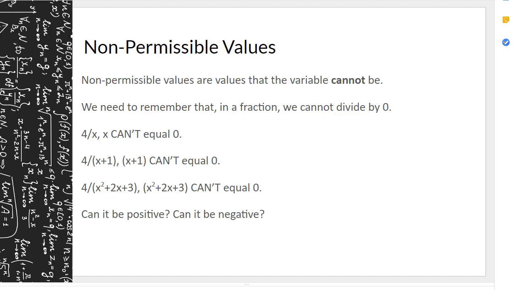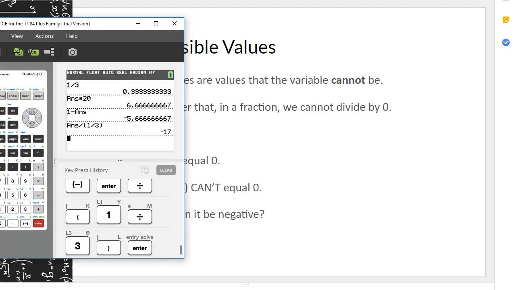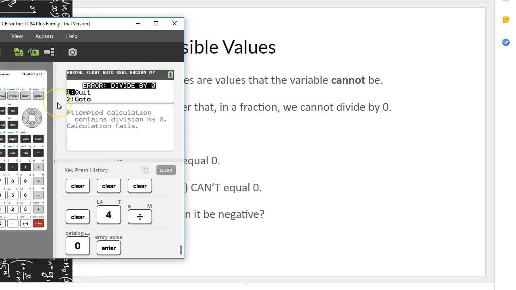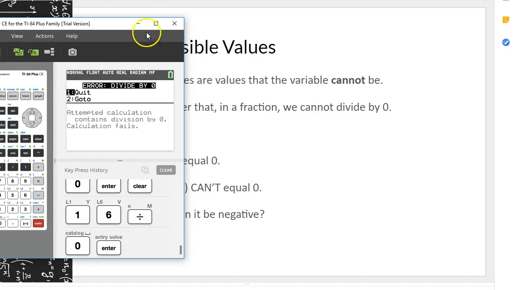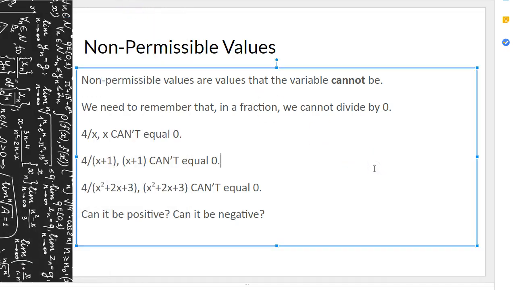Now, before we move on, let's look at something called non-permissible values. Non-permissible values are values that variables cannot be. So what we need to remember is that in a fraction, we cannot divide by 0. So let's look at 4 divided by 0. That's undefined. We can't do that. 16 divided by 0. We can't do that. So a non-permissible value is a value in a rational expression that would make our answer undefined. So with 4 divided by x, we can't have that denominator equal to 0. So x cannot equal 0. 0 is our non-permissible value.